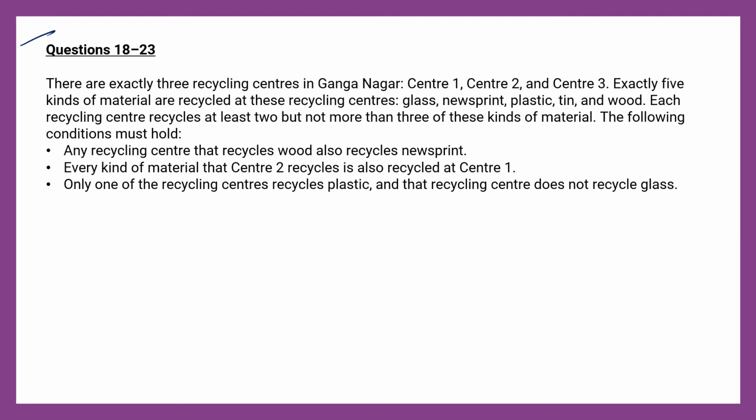Right, let's start by looking at the directions, the rules, and then we will go to the questions one by one. It says that there are exactly 3 recycling centers. The centers are center 1, center 2, and center 3. It says exactly 5 kinds of material are recycled at these recycling centers, and those are glass G, newsprint N, plastic P, T for tin, and W for wood.